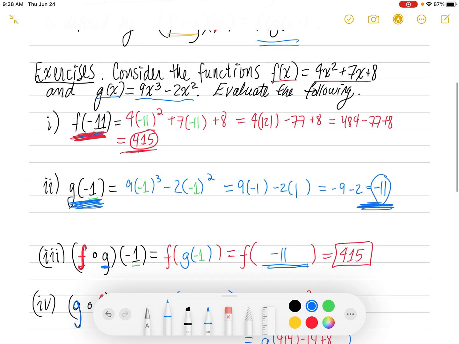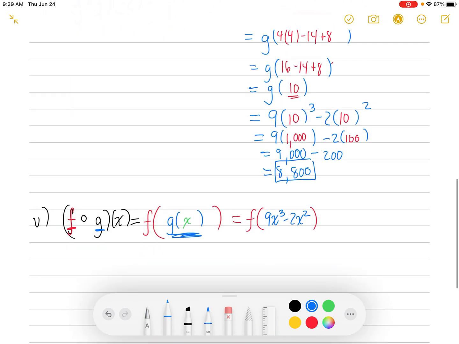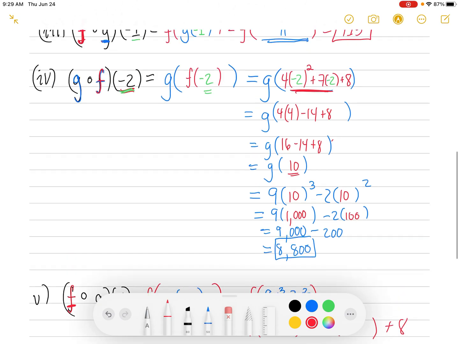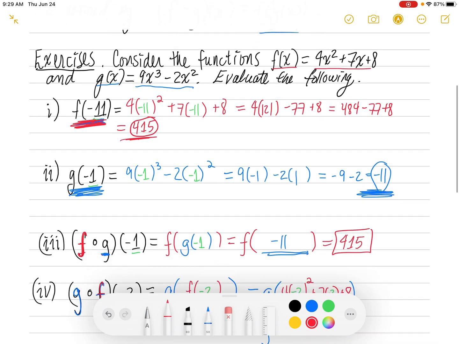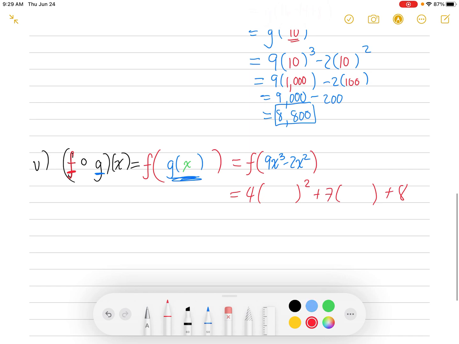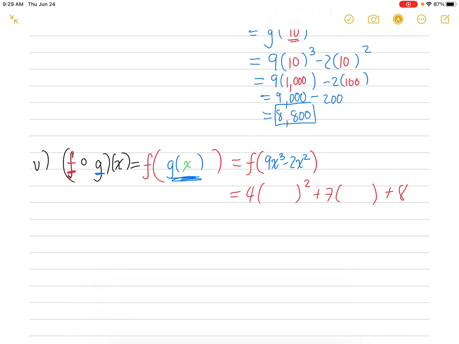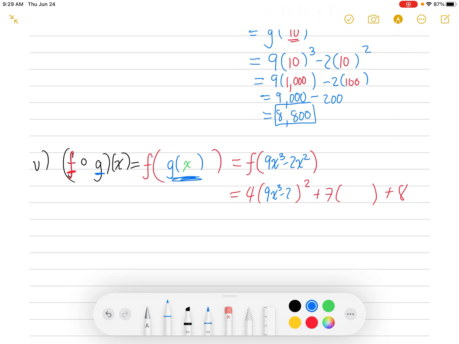What we'll do next, we'll take this blue expression, 9x cubed minus 2x squared, and we'll plug that into the f function in place of the x. So our f function is 4x squared plus 7x plus 8. So I'm going to do 4 blank squared plus 7 blank plus 8. Is that right? Yes, that's right. And in place of where the x was, those blanks, I'm going to put the blue stuff: 9x cubed minus 2x squared.